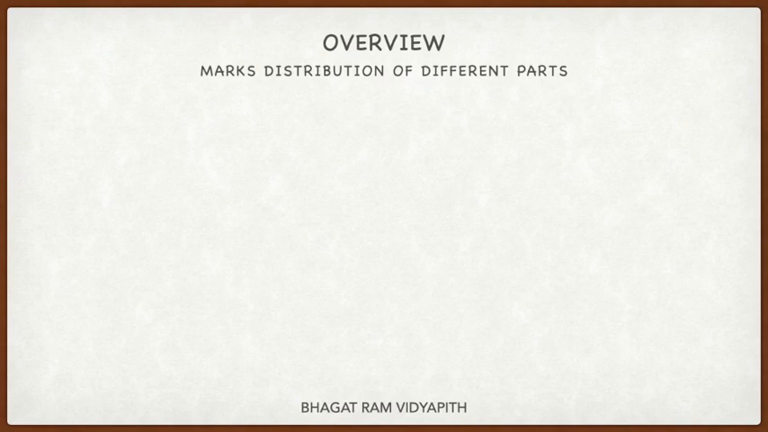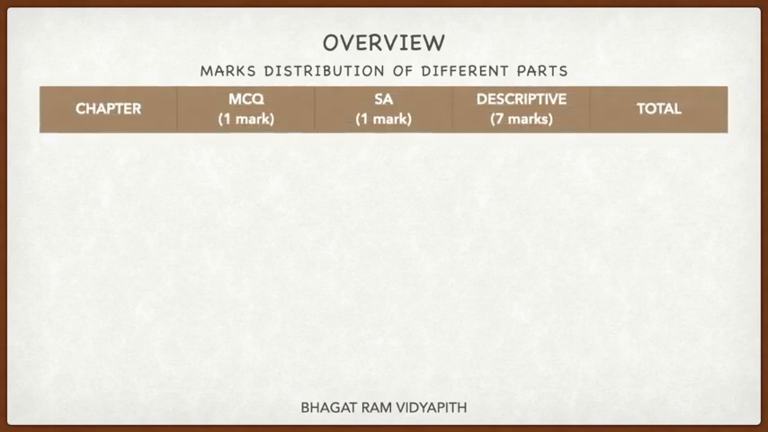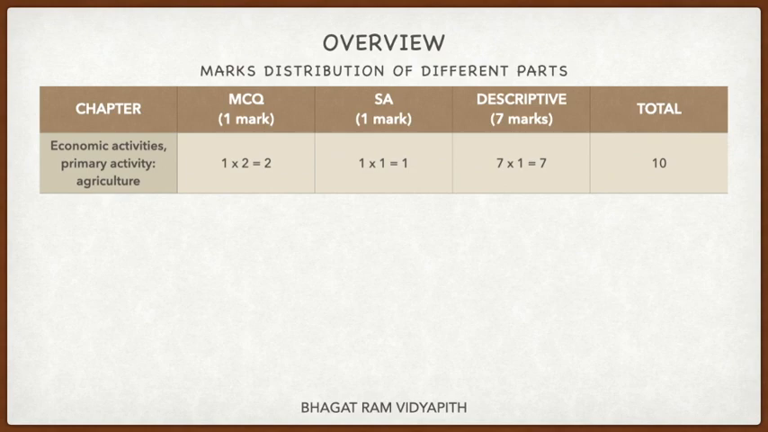Next, once again, we will see the name of the chapter, MCQs, short answer, and descriptive type questions expected from those chapters. Firstly, we have economic activities, primary activity, which is agriculture. They shall carry 2 marks by having 2 MCQs and 1 short answer question. From this section alone, we can expect 1 descriptive question that carries 7 marks, totaling out to 10.